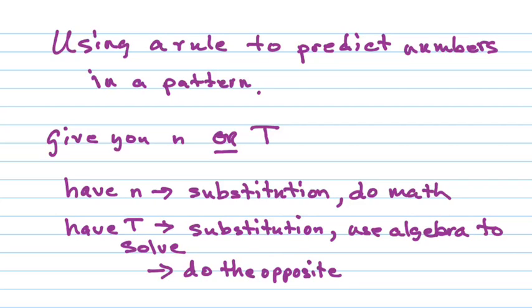So if something is a positive, what's the opposite of a plus 6? Minus 6 or negative 6, exactly. If it's negative 5, what's the opposite of minus 5? Plus 5. If it's times 2, what's the opposite of multiply by 2? Divide by 2. So just think of it as doing the opposite.